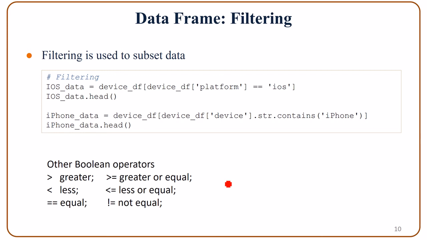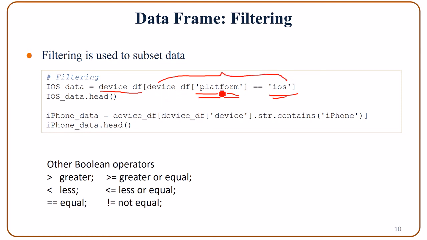Next, we talk about filtering. Filtering is used to subset data from the original dataset. So let's say the original dataset is device df, a device data frame, and you want to filter rows that have platform equal to iOS, right? So bring that condition here.